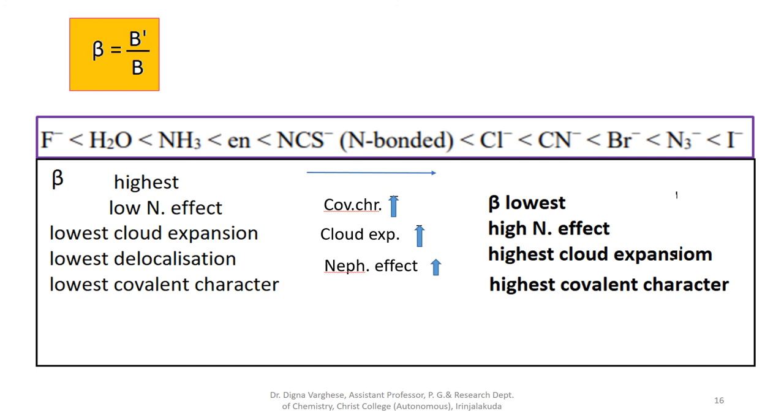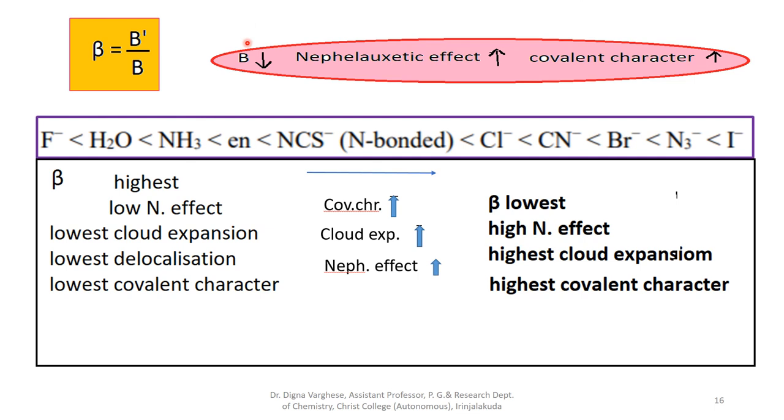We know the nephelauxetic ratio can be calculated from the equation beta is equal to B dash by B. B dash means the interelectronic repulsion for the complex, and B means the interelectronic repulsion, or Racah parameter, for the free metal ion. And we know that as the interelectronic repulsion term decreases, the nephelauxetic effect increases. That means interelectronic repulsion decreasing means the d electron cloud is expanding, and the d electron cloud expanding means delocalization increases, so the nephelauxetic effect increases, and therefore the covalent character also increases. And here we can see the order of the nephelauxetic series of the ligands, starting from the fluoride ion to the iodide ion.